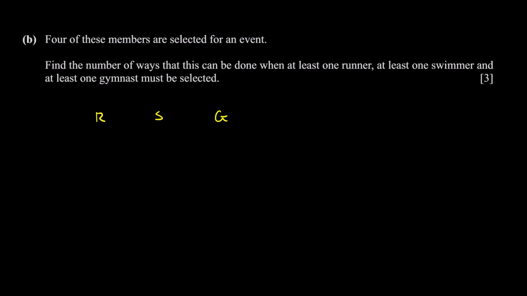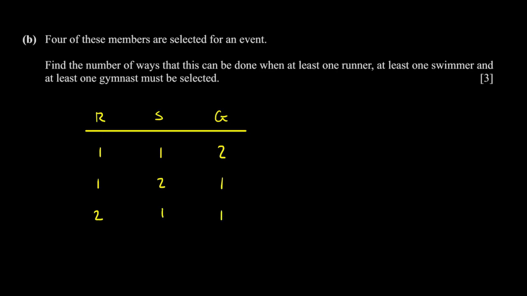Let's say that we started off with just 1 runner, and then we also had 1 swimmer. How many gymnasts would we need? We would need 2 gymnasts. So every single variation is going to be a group of 1, a group of 1, and a group of 2. What's the other alternative? I could have 1 runner, 2 swimmers, and 1 gymnast. Or I could have 2 runners, 1 swimmer, and 1 gymnast.